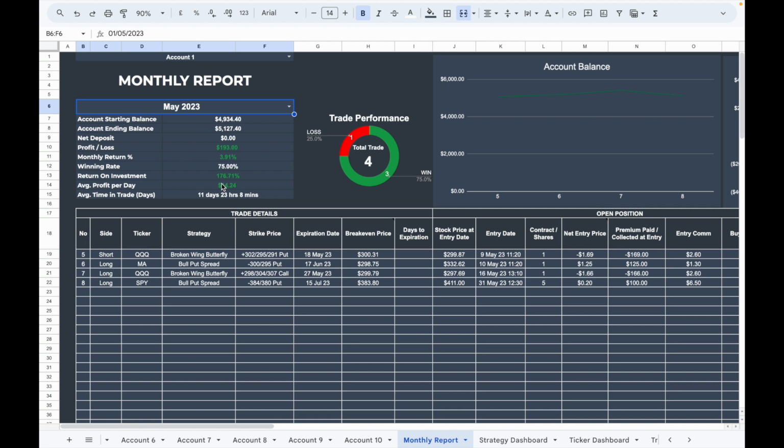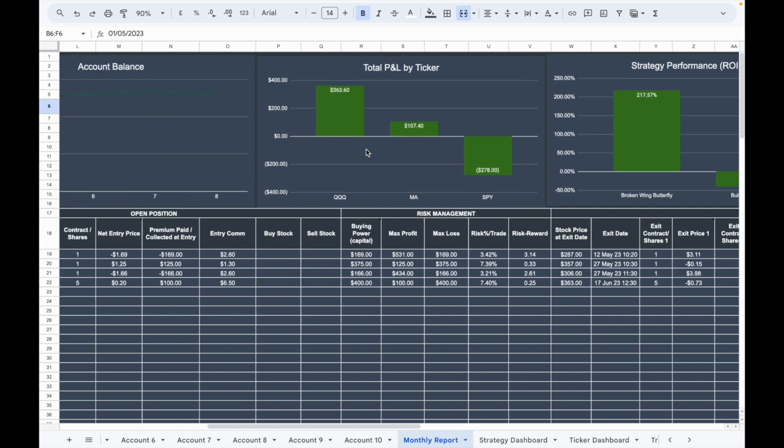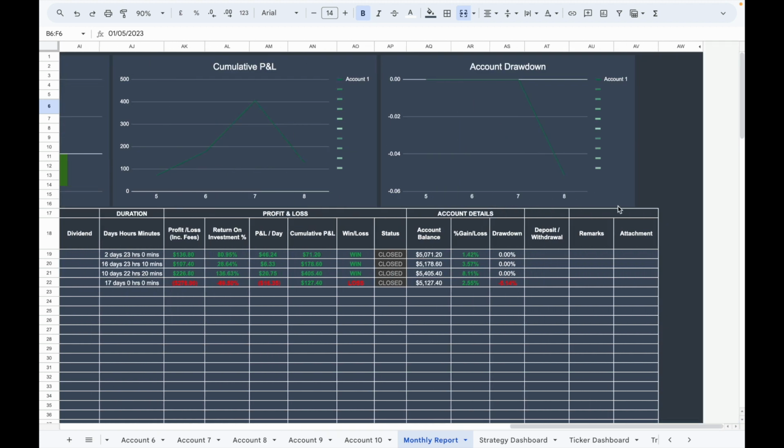This monthly report will show a summary of your trading accounts such as starting and ending capital, profit and loss, win rate, and average return per trade. The dynamic chart here will show your account balance, total P&L by ticker, strategy performance, cumulative P&L, and account drawdown.